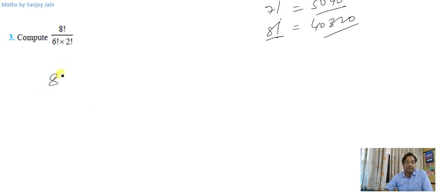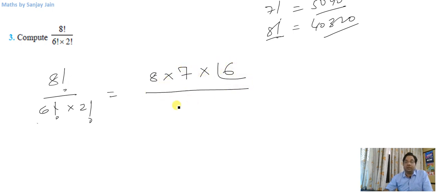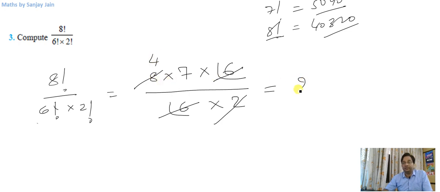This is 8 factorial by 6 factorial into 2 factorial. So I'll write, you cannot simply cancel this, that is 6, this is 2, and this is 8. You have to understand that 8 factorial can be written as 8 into 7 into 6 factorial, right? And in the denominator, I have got 6 factorial into 2 factorial. 2 factorial is nothing but 2 itself. So 6 factorial can be cancelled. This is 8 into 7 divided by 2. So 2 into 4 is 8. This is 28.